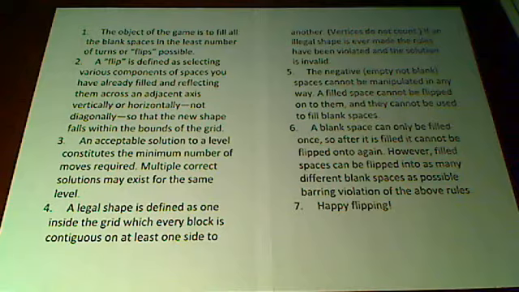turns, or flips, possible. Rule number 2. A flip is defined as selecting various components of spaces you have already filled and reflecting them across an adjacent axis, vertically or horizontally, not diagonally, so that the new shape falls within the bounds of the grid.